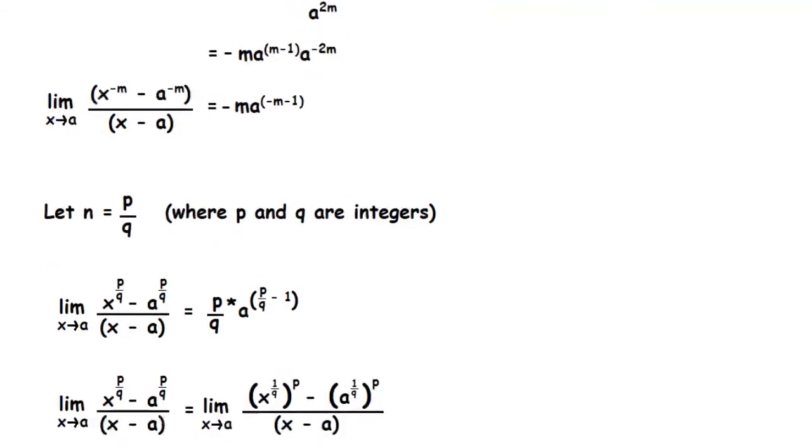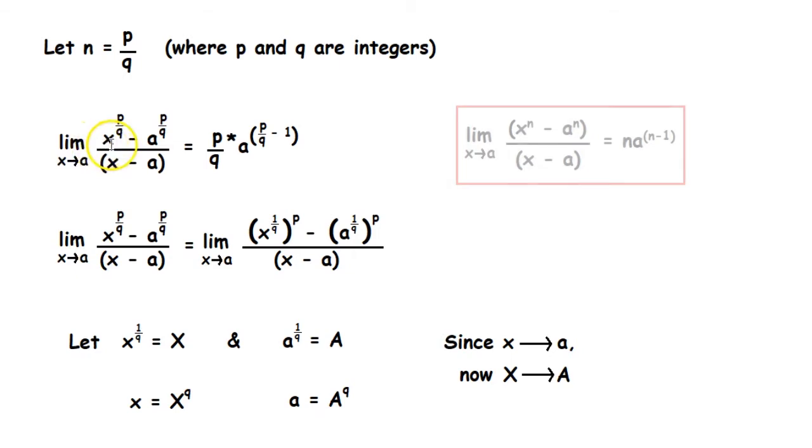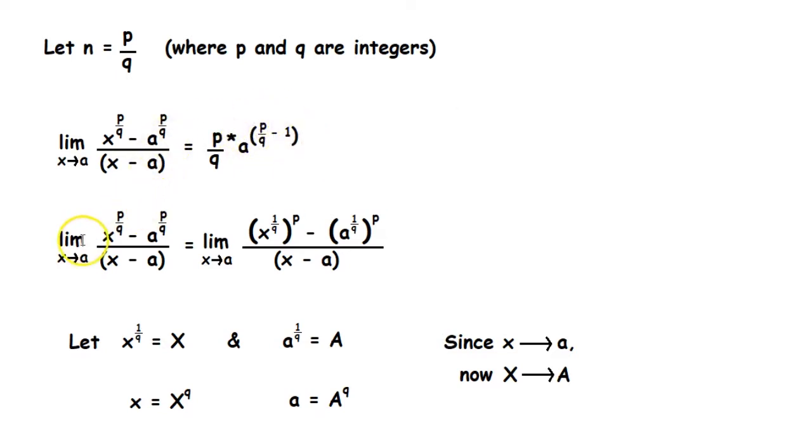So now let's see whether this theorem is true for rational values of n. So for this we let n equals p over q, where p and q are integers. So if our theorem is correct, we should get limit of x to the power p over q minus a to the power p over q divided by x minus a as x tends to a will be equal to n into a to the power n minus 1, that is p over q into a to the power p over q minus 1. So let's take our left hand side.